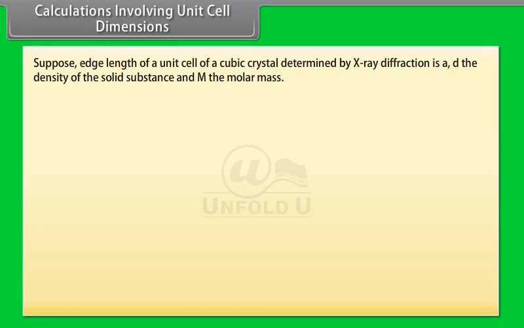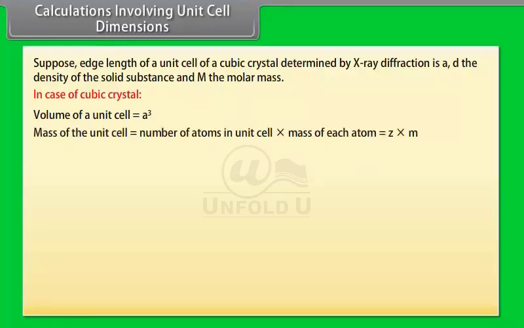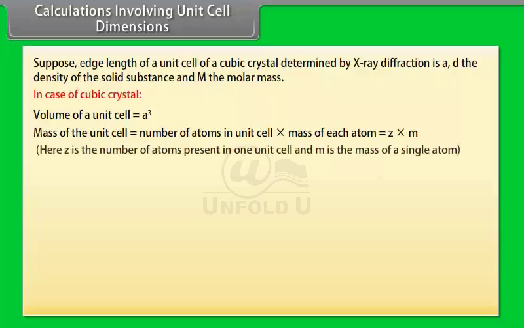Suppose the edge length of a unit cell of a cubic crystal determined by X-ray diffraction is a, d the density of the solid substance, and M the molar mass. In case of a cubic crystal, the volume of a unit cell is equal to a cubed. The mass of the unit cell is equal to the number of atoms in the unit cell times the mass of each atom, which is equal to Z times m. Here, Z is the number of atoms present in one unit cell and m is the mass of a single atom.